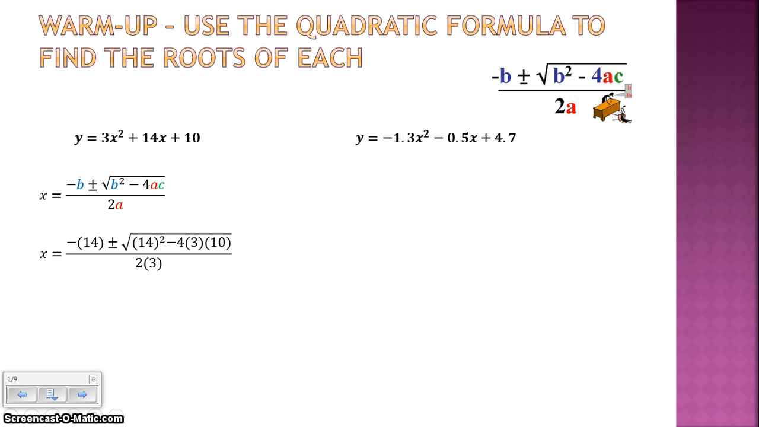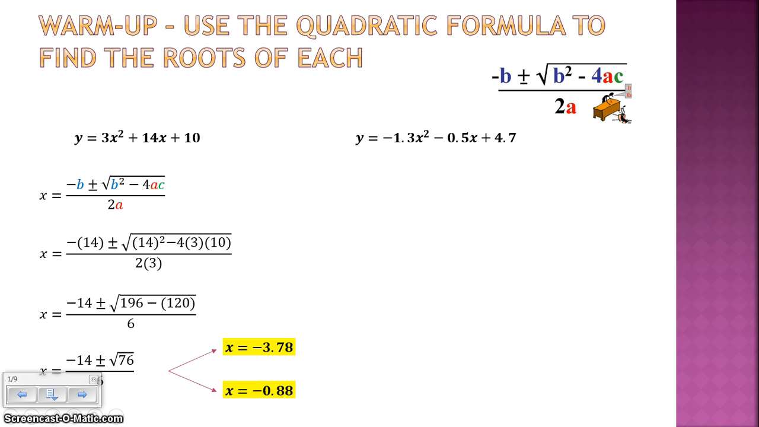So you can see there it's going to be minus 14 plus minus the square root of 14 squared minus 4 times 3 times 10. And then we'll simplify underneath the square root first. We get 196 minus 120, and that simplifies down to negative 14 plus or minus the square root of 76 divided by 6. And from there we can determine that our two roots are x equals negative 3.78 and negative 0.88.